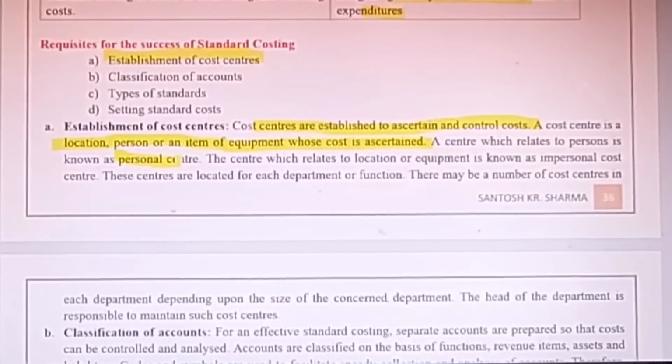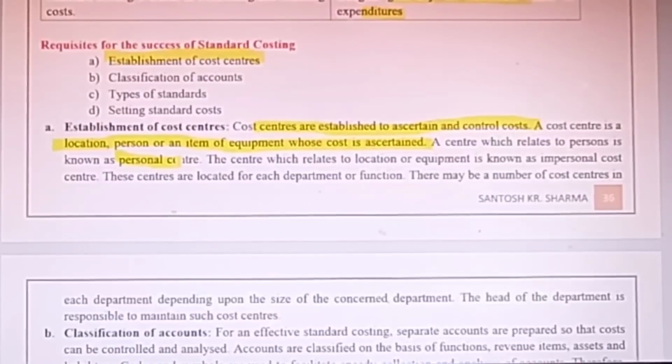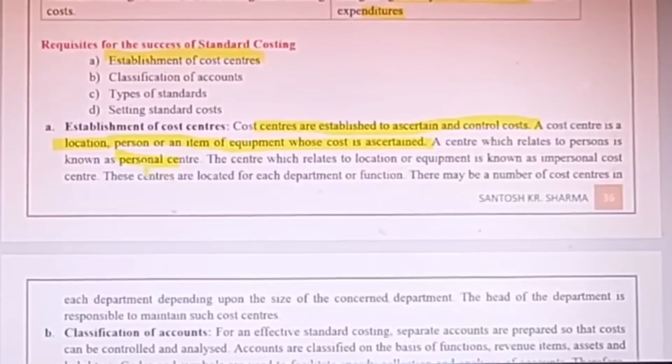Like that, the centers which do not relate to persons may be locations, or they may be called impersonal cost centers. So these centers are located in each department of an organization. Like that, you can explain these points. Different types of cost centers are there.